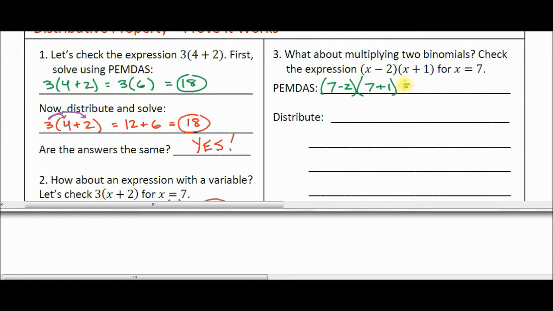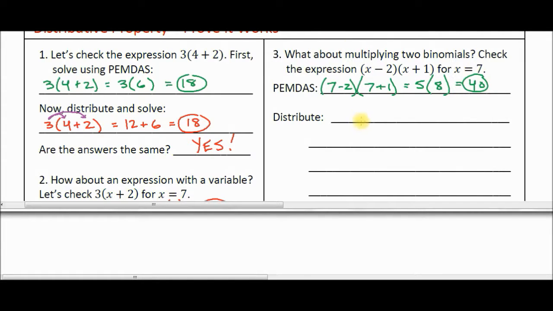Remember PEMDAS, solve the parentheses first. 7 minus 2 is 5. And next set of parentheses, 7 plus 1 is 8. And 5 times 8 is 40. So using PEMDAS, we got a value of 40.